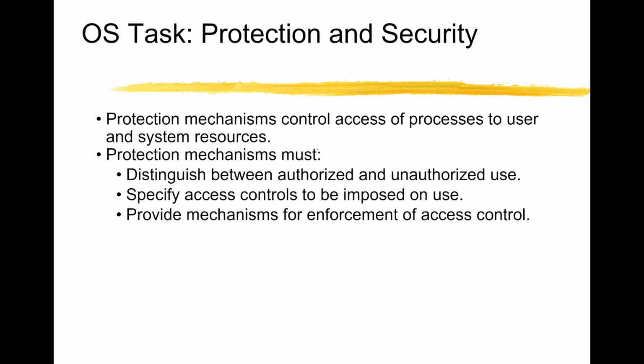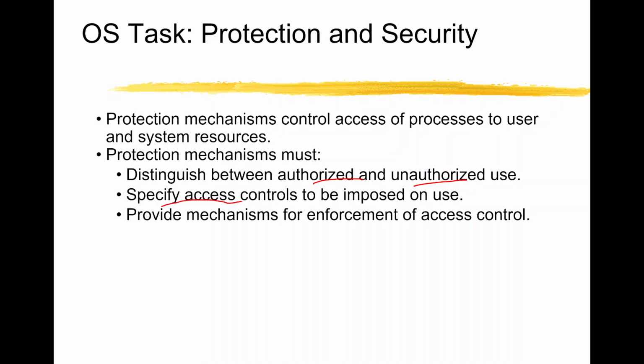Another task is protection and security. That's another task that the operating system has to do. Protection mechanisms control access of processes to user and system resources. So the protection mechanism must distinguish between authorized and unauthorized use.